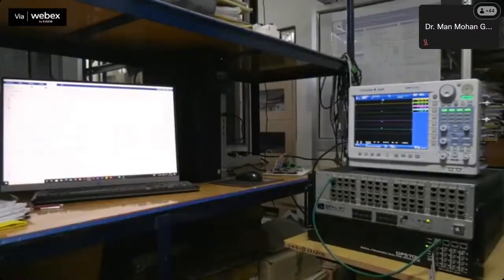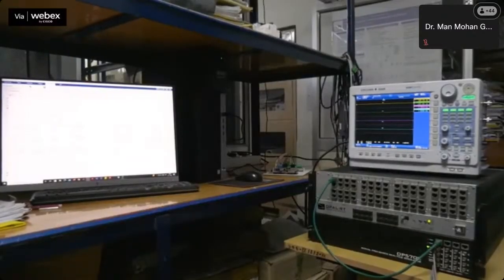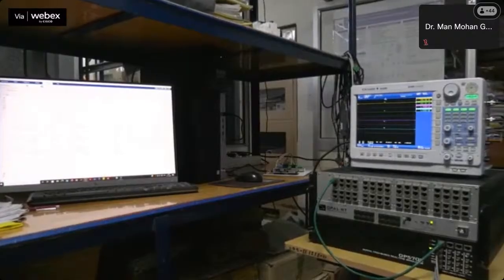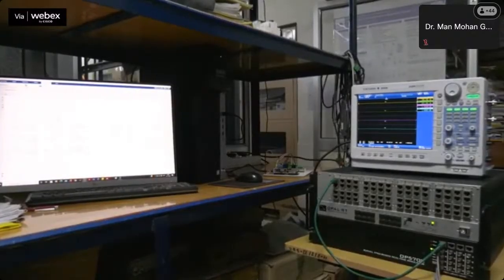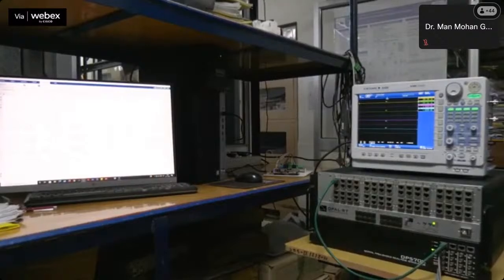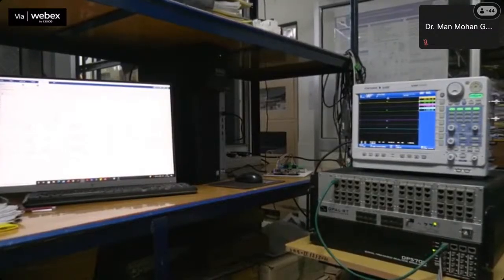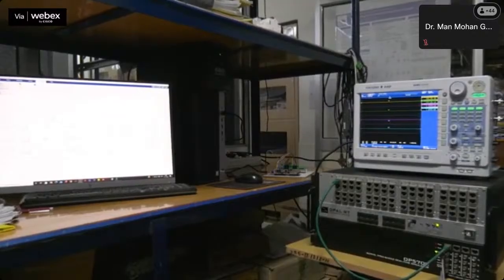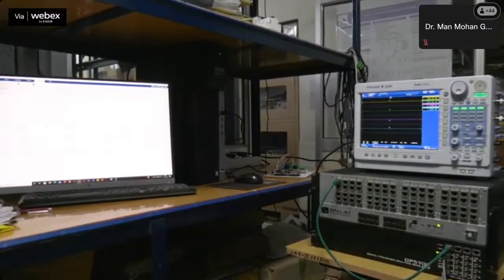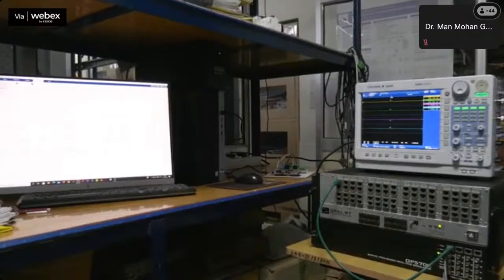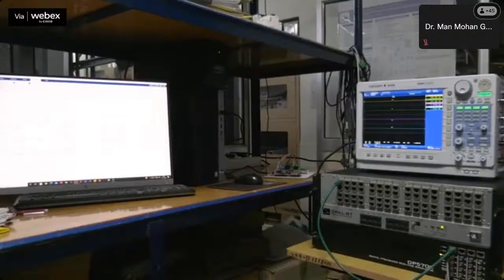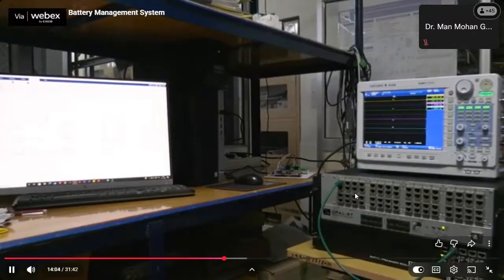Moving to active balancing, in this experiment we aim to demonstrate how an active balancing mechanism works by utilizing TMS320F28379D as a controller and OPAL-RT as a plant.